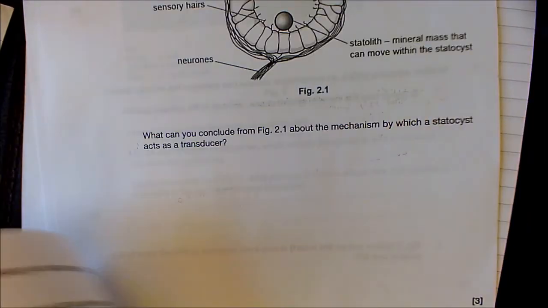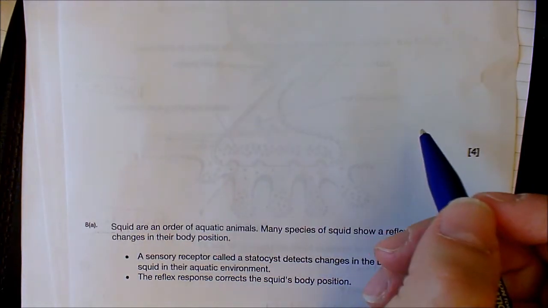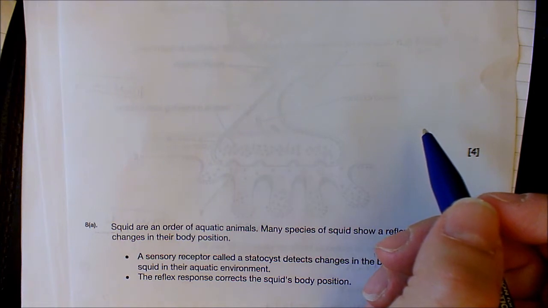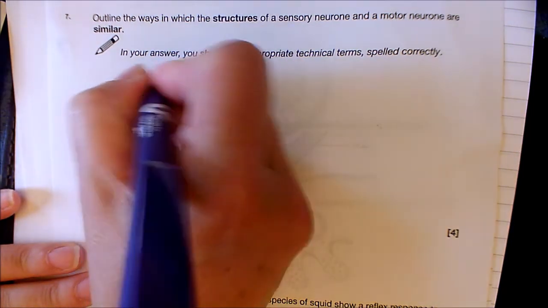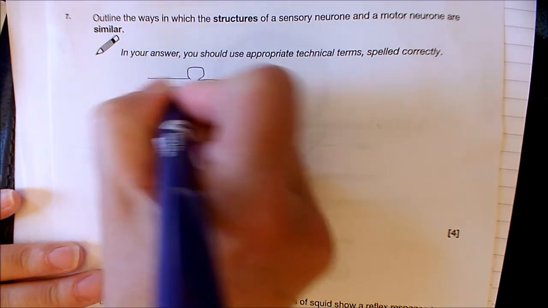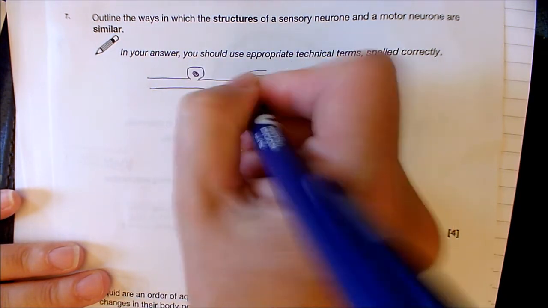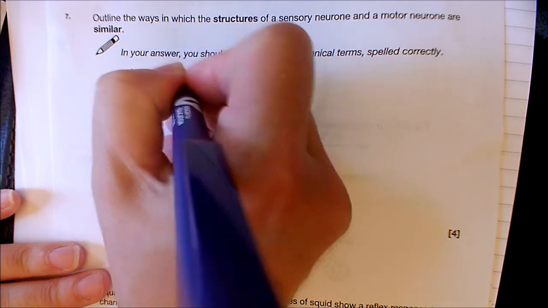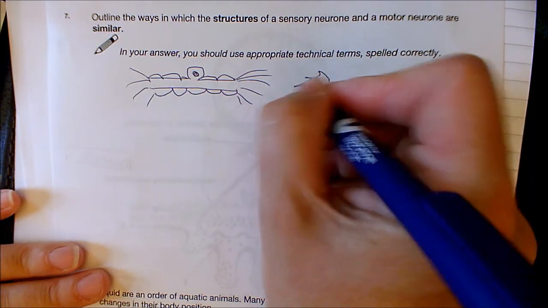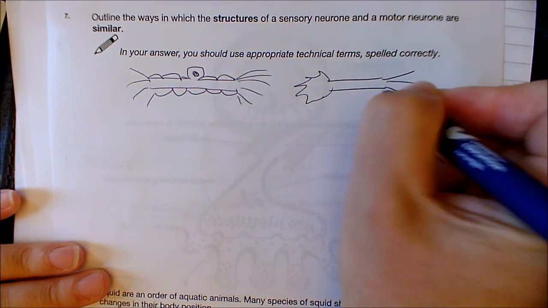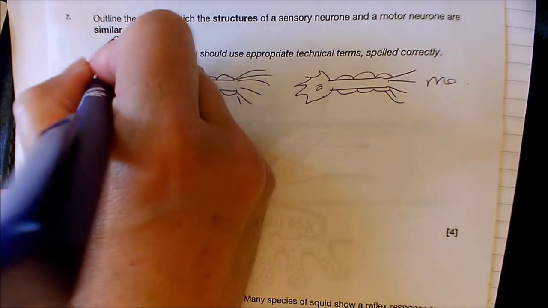Okay, question 7. Outline the ways in which the structures of a sensory neuron and a motor neuron are similar. Let's have a look at those. I'm just going to draw a quick little diagram to remind me. With the sensory neuron, remember that the cell body is always in the centre. That's how I remember that. These are not very good diagrams, but they will do. There we go. Here's my motor and here's my sensory.